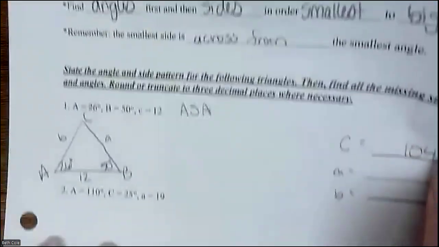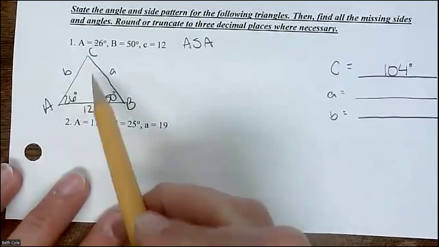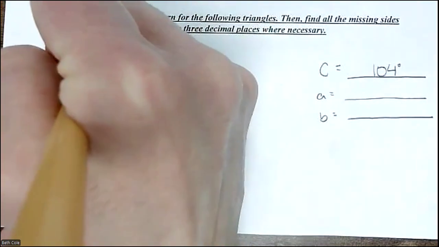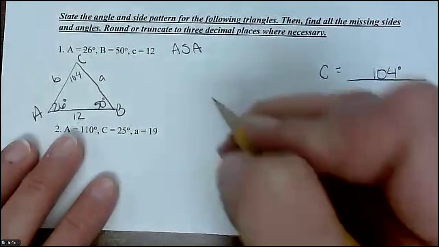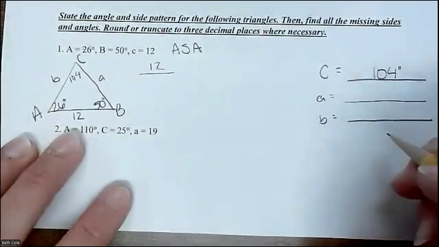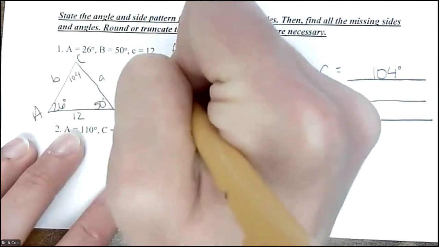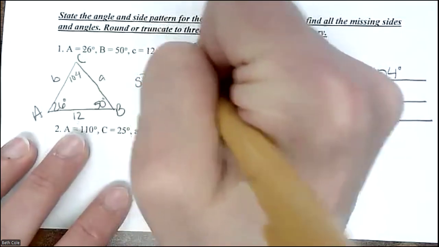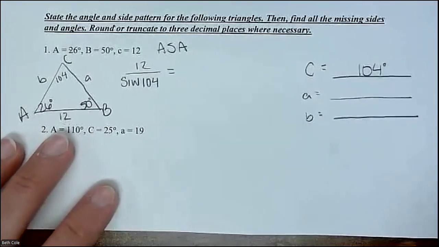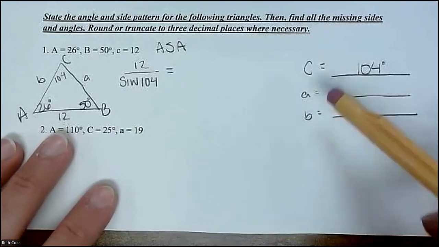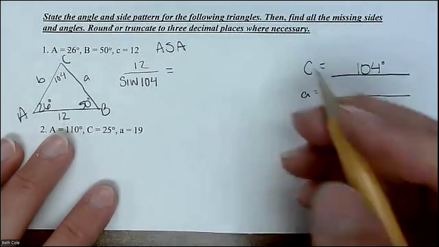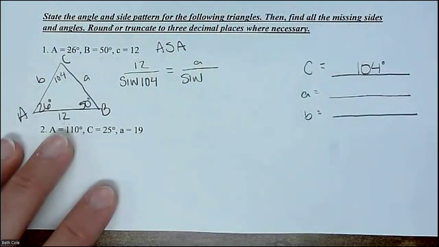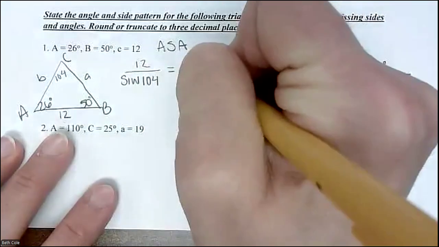All right, now to set up your law of sines, you need a side across from an angle. Do we have that? I mean, we're going to have that, but do we have a side across from an angle? Yeah, this is 12, and we just found this one is 104. So here's how you set it up. 12 over sine of 104. Do you see how I have those two across from each other? Equals. And now what's the one we're missing that we're going to find next? A. So it's going to be A over sine of A, which is what? 26.